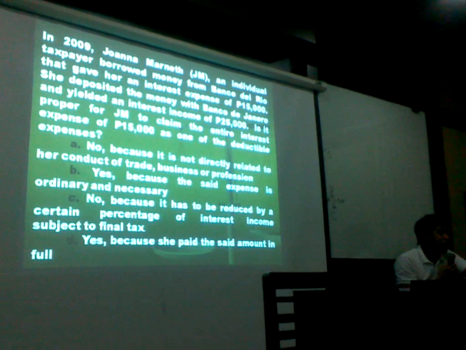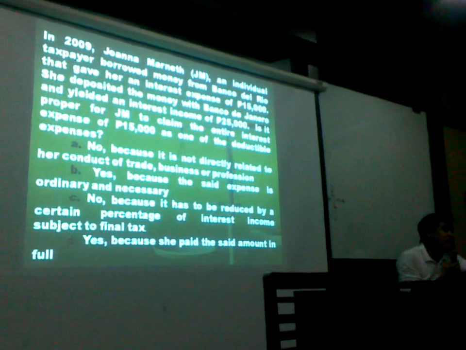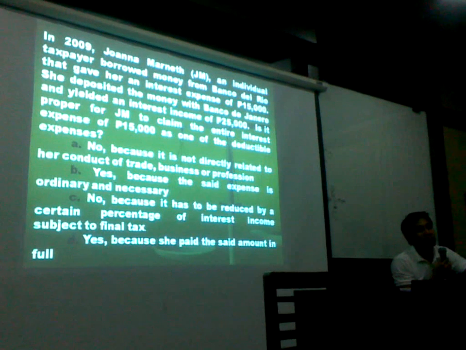So when we talk about arbitrage scheme, from that concept alone, you will already know the answer. Because in arbitrage scheme, not the entire interest expense shall be deductible.